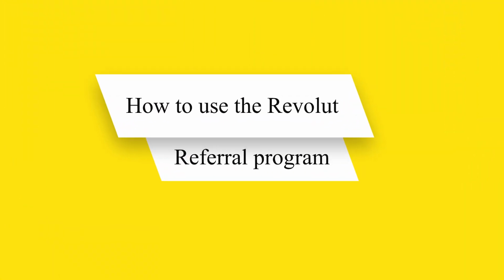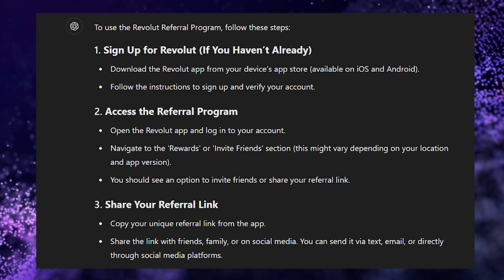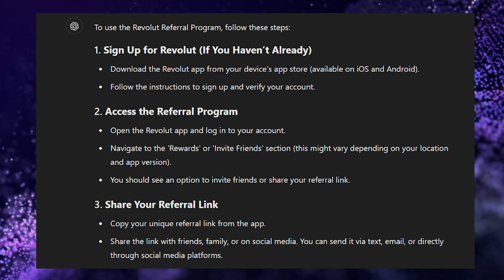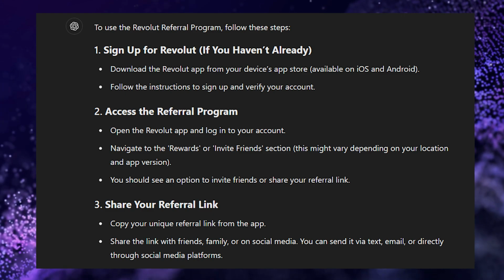Today I will show you how to use the Revolut referral program. So in order to do this, you will have to follow these steps. The first step is signing up for Revolut. Download the Revolut application from your device app store. Then follow the instructions to sign up and verify your account.